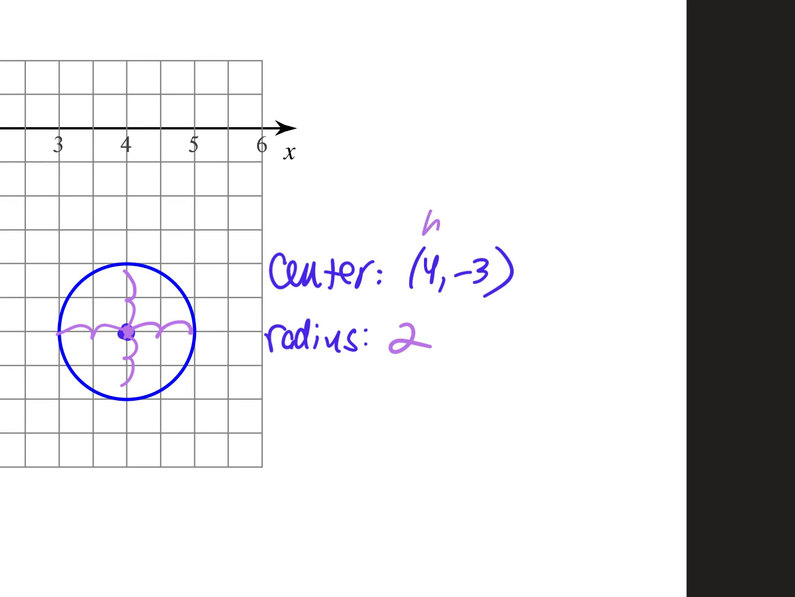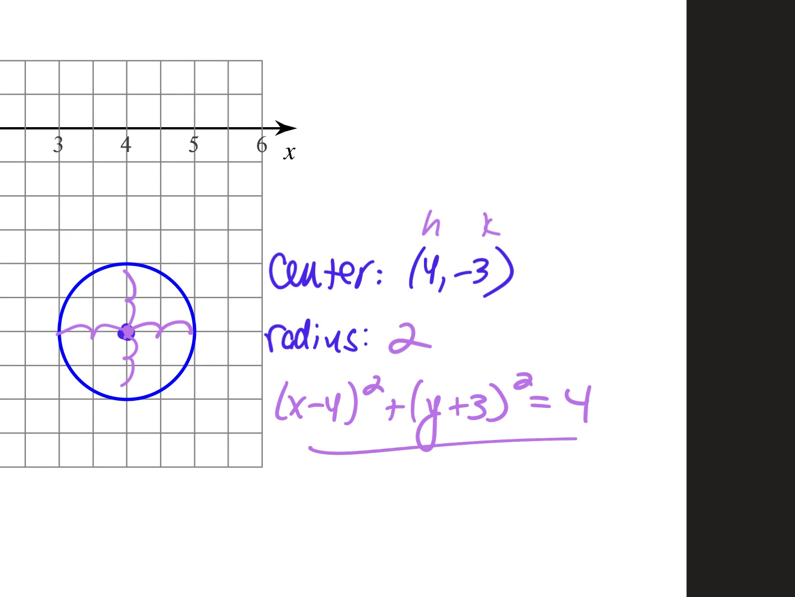So if you were going to write your equation of the circle, it'd be x minus 4 squared plus y minus a negative would give me plus 3 squared equals your radius squared. 2 squared is 4. And then if they wanted you to FOIL it out, they tell you to FOIL it out, or if you had to complete the square, whatever.